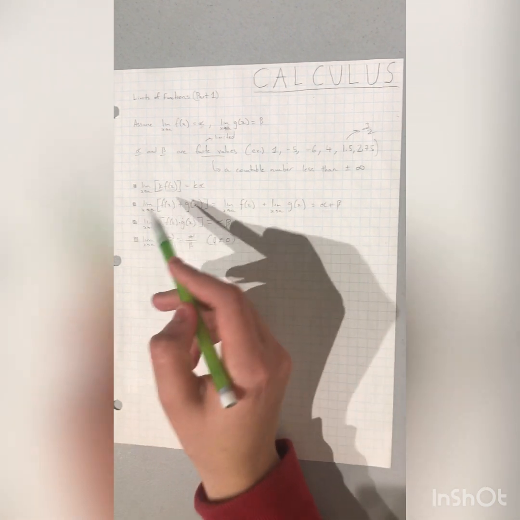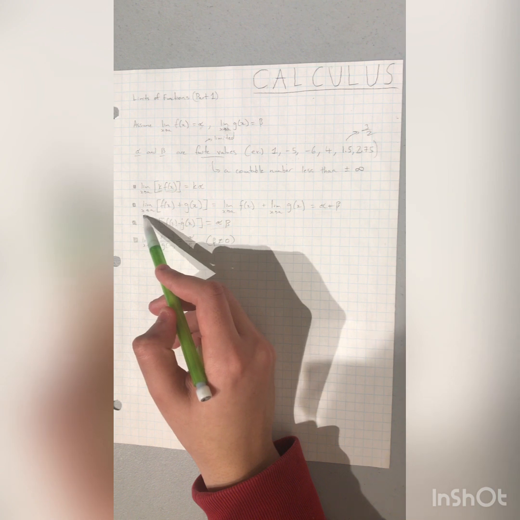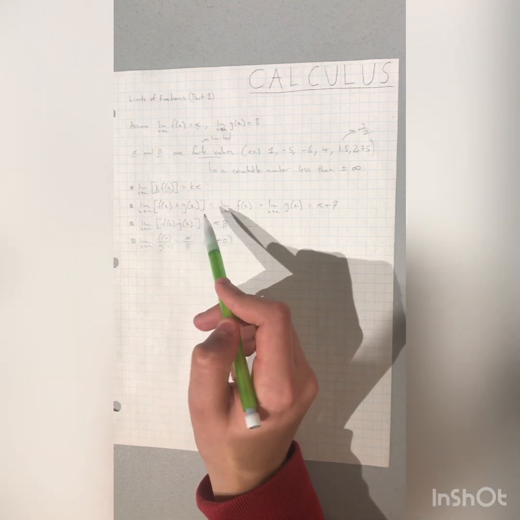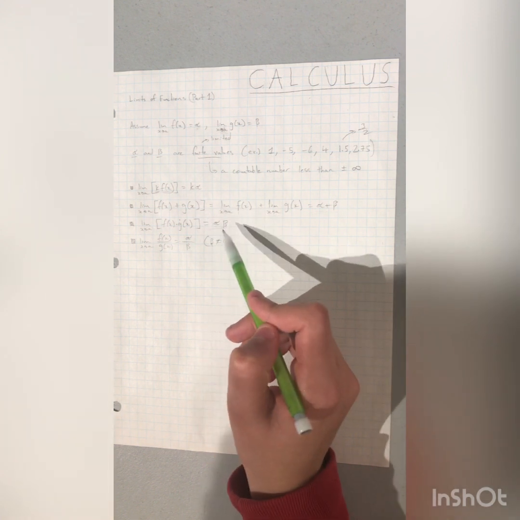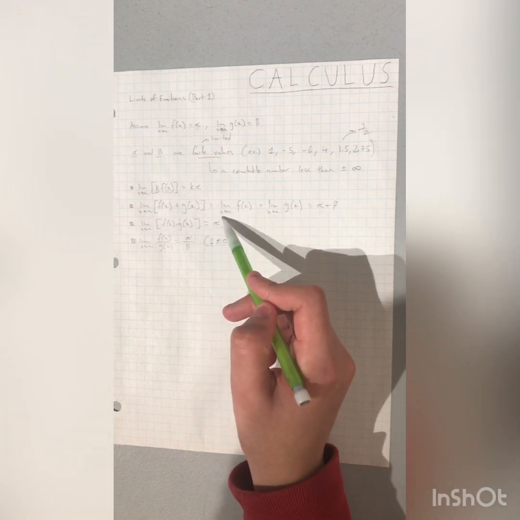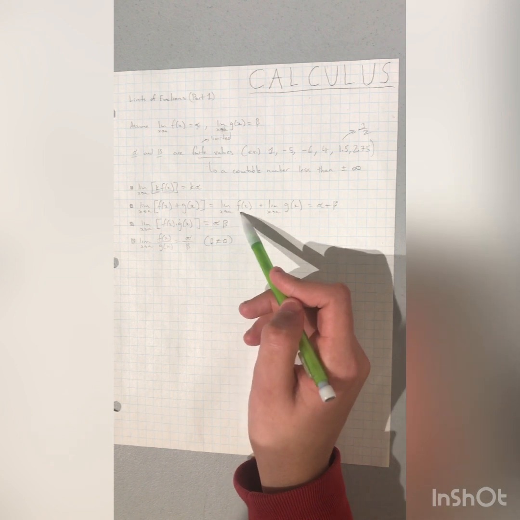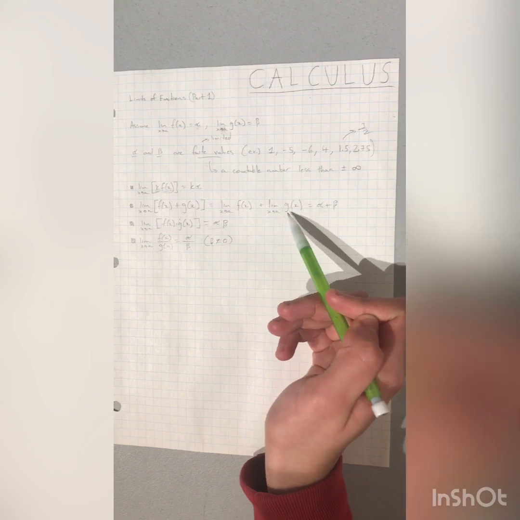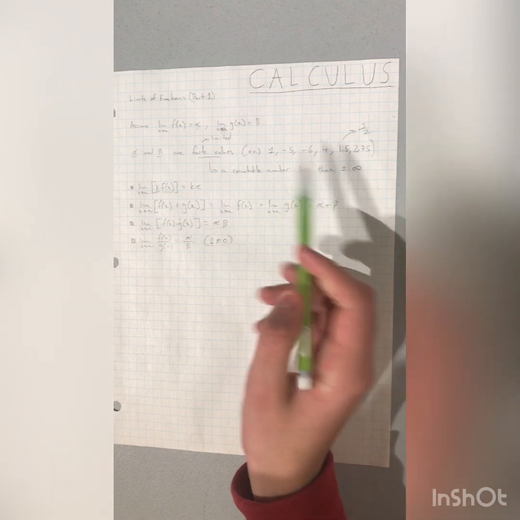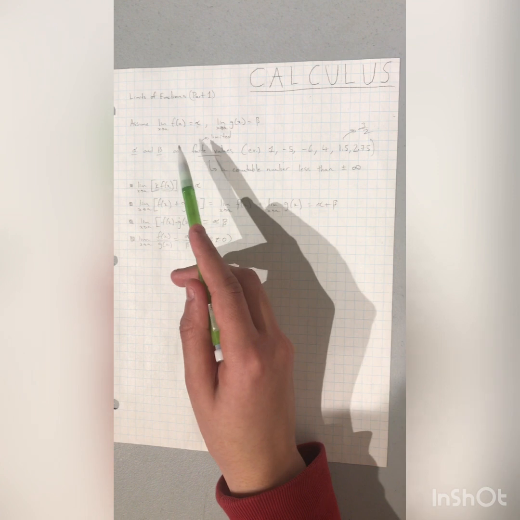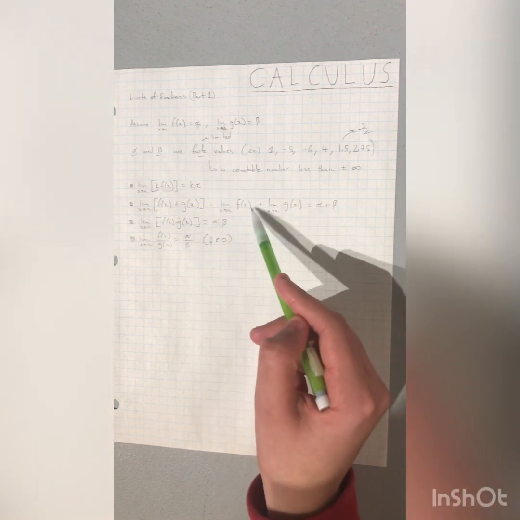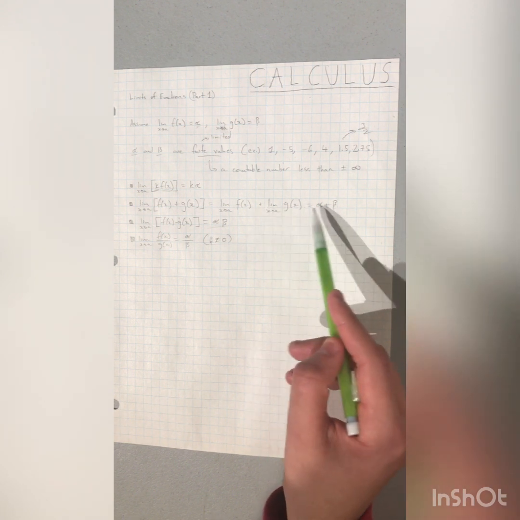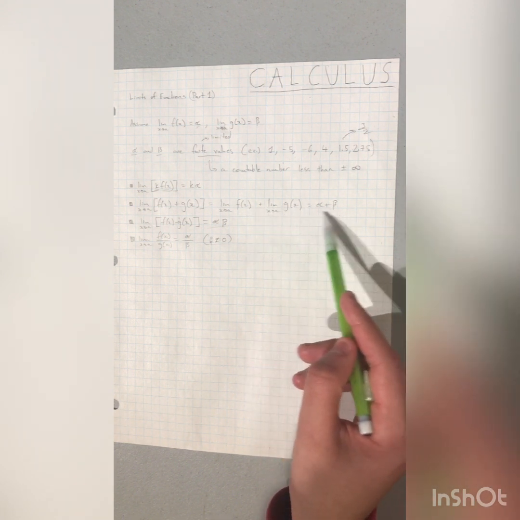Next, we have the limit as x approaches a, f of x plus g of x. Know that you can expand it into two different portions. So the limit as x approaches a for f of x plus the limit as x approaches a for g of x. Due to our past assumptions, the limit of f of x turns into alpha, the limit of g of x turns into beta. So it's alpha plus beta, which gives you our final answer.